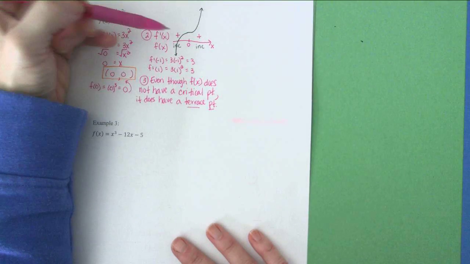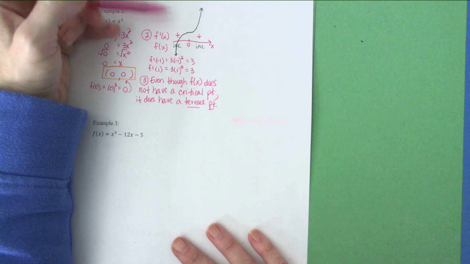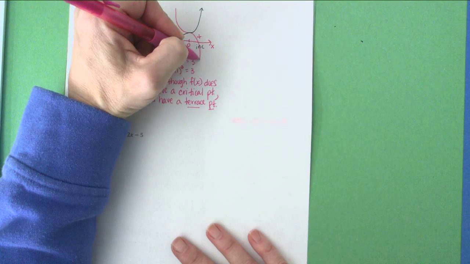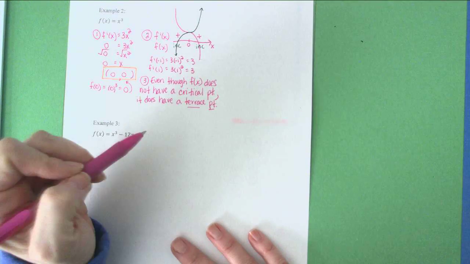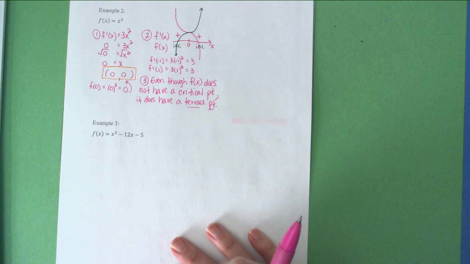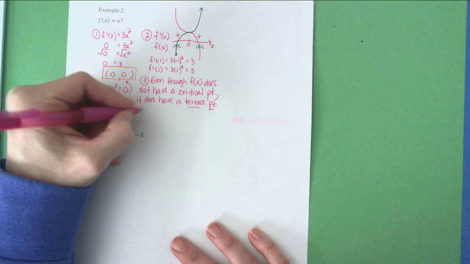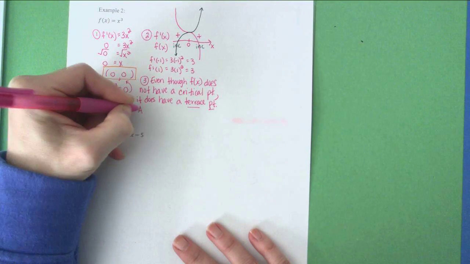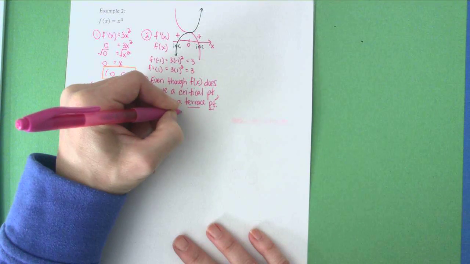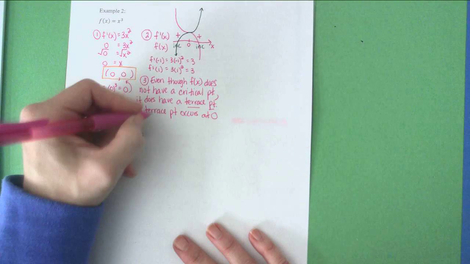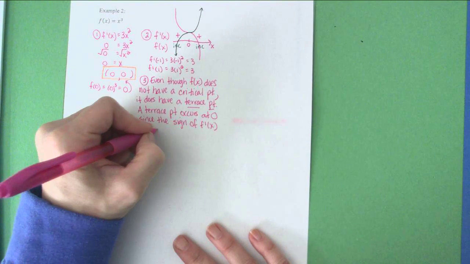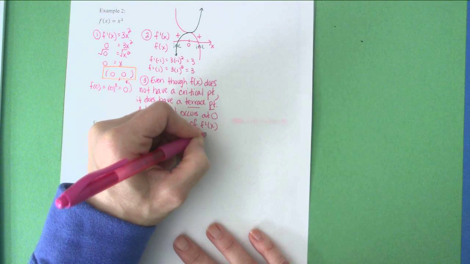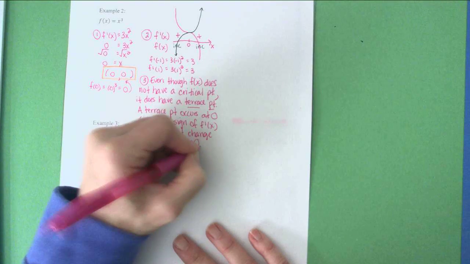When your f prime does not change, positive to positive, it could also be negative to negative. That would also indicate a terrace point. So when there's this leveling off, but no change in sign on the derivative, you have a terrace point. So even though f of x does not have a critical point, it does have a terrace point. So we'll leave it at that. We could also say, actually, the way we do in the other examples, a terrace point occurs at 0 since the sign of f prime of x does not change when x equals 0. That'll do it too.